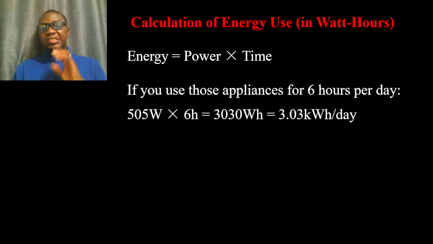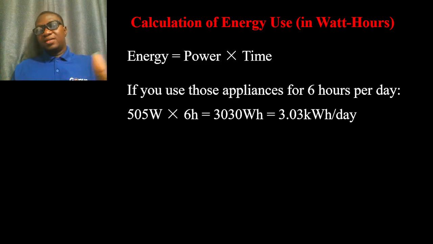So if you use these appliances for 6 hours per day, so that will be 505 watts. That means the total power times 6 hours. That will give you 3030 watt hours, that is the total power that is being used by that house per day.